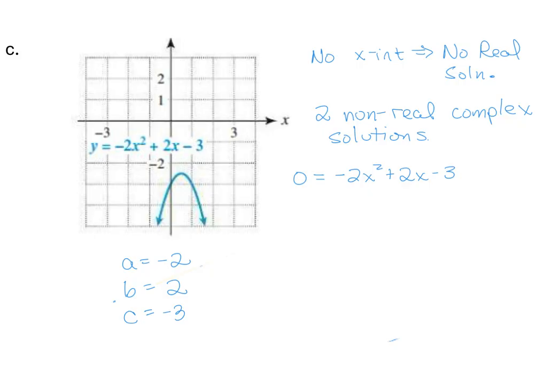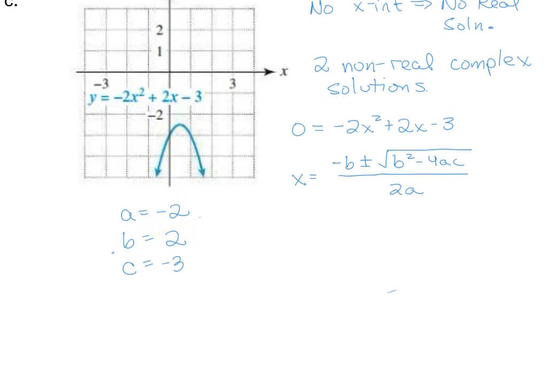If you want, you can also divide by the negative so that you don't have to worry about a negative in the denominator. All right, if we plug in, we get x equals -b plus or minus the square root of b squared minus 4ac over 2a.